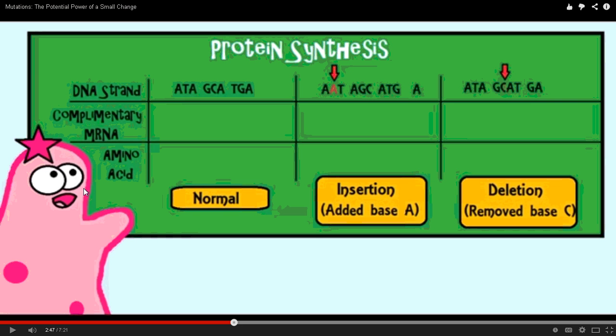So, how many codons do we have here? Three. We have three plus one extra, right? That means this is eventually going to be an mRNA codon. So, ATA will go to what for mRNA?